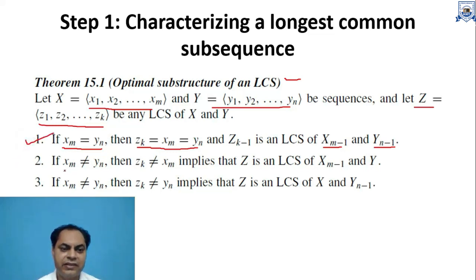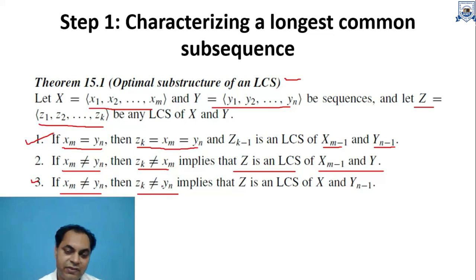Now come to the second case. If xm is not equal to yn, that means the last characters of the given sequences are not equal, and we are also sure zk is not xm, that means the last character of the LCS is not equal to the last character of sequence X. That means the LCS would now be calculated on xm minus 1 and yn, that is by considering m minus 1 characters of X and n characters of Y. Similarly, if xm is not equal to yn, and zk is not equal to yn, that means the last character of the LCS is not equal to the last character of the Y sequence, it implies that Z is an LCS of X and Y. This time we will consider m characters of X and n minus 1 characters of Y. Now, this theorem is very useful while writing the recursive solutions.